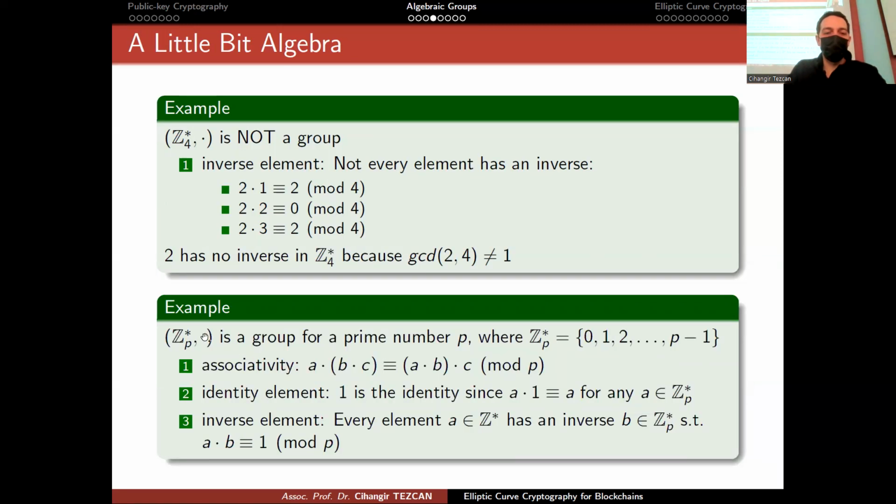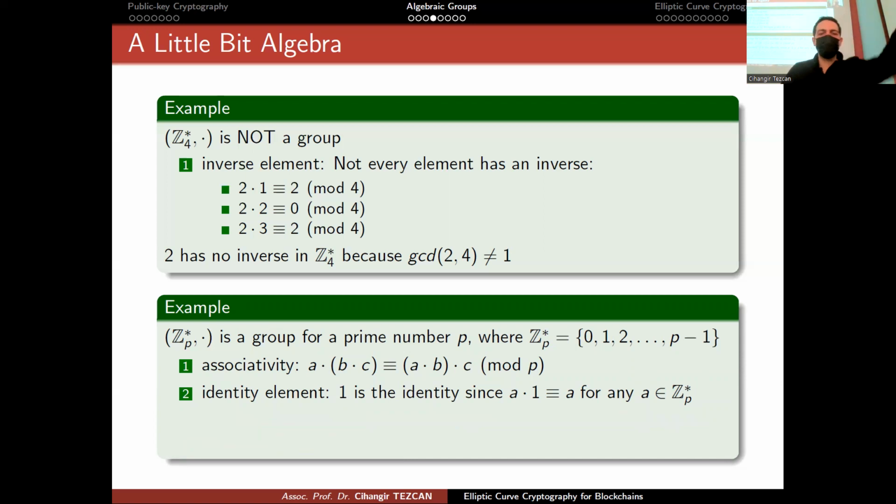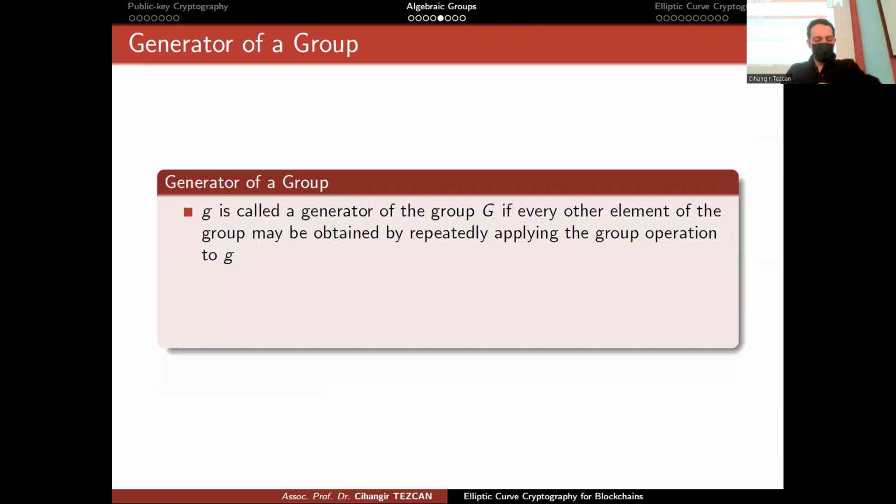In finite groups or fields, we are going to work with Z_P star most of the time, and this is one of the reasons, because for multiplication it is a group. Okay, so let's continue and talk about the generator of a group. G is called the generator of the group if every other element of the group may be obtained by repeatedly applying the group operation to G. It might sound strange, but I will give an example.